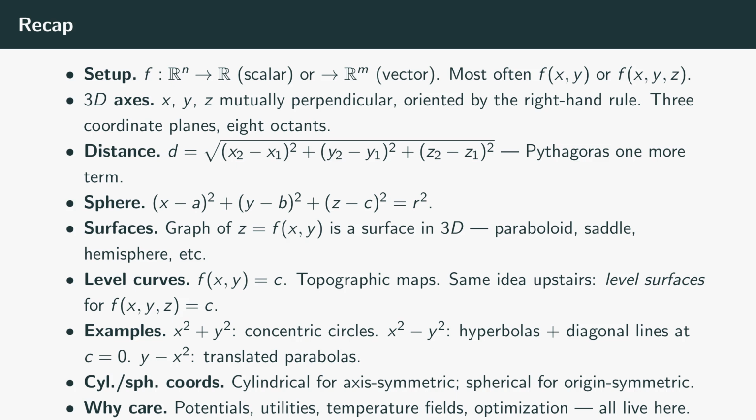The equation of a sphere of radius r centered at a, b, c is x minus a squared plus y minus b squared plus z minus c squared equals r squared. Pattern: each dimension adds one more squared term.